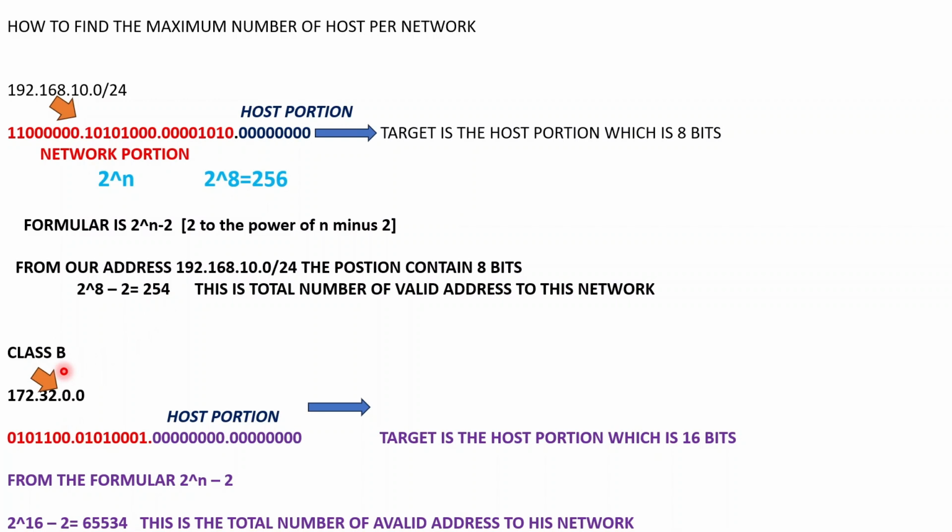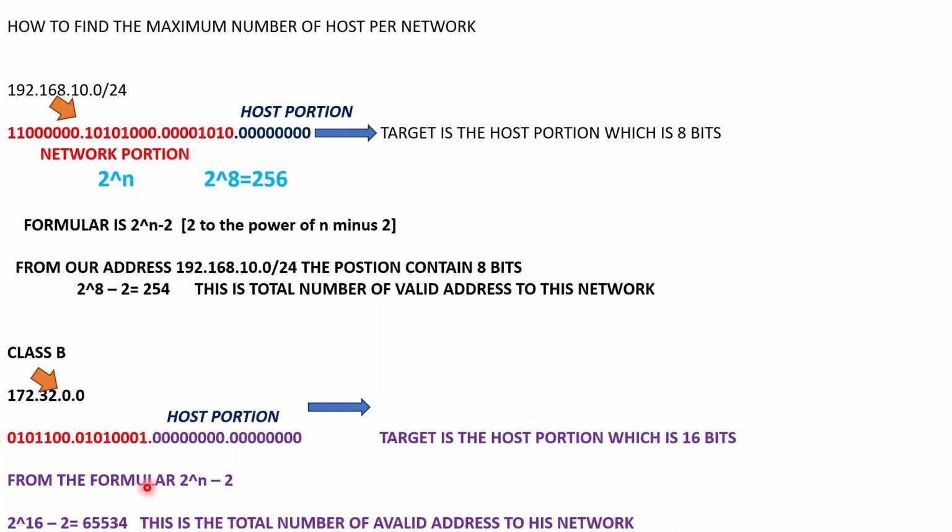The class B network is a /16 network. So /16 represents the first 16 bits as the network portion, while the remaining 16 bits represent the host portion. Since our chapter is based on how to find the maximum number of hosts per network, we are going to focus only on the host portion. So our target now is the host portion, which is 16 bits in this case.